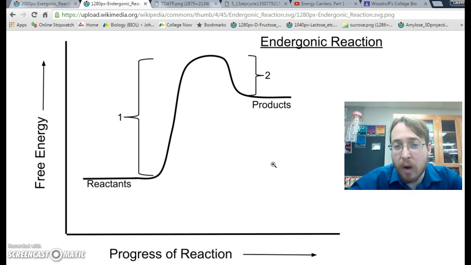ATP solves the problem of linking endergonic and exergonic reactions together. I'm going to discuss more about how ATP coordinates these reactions in our next video.